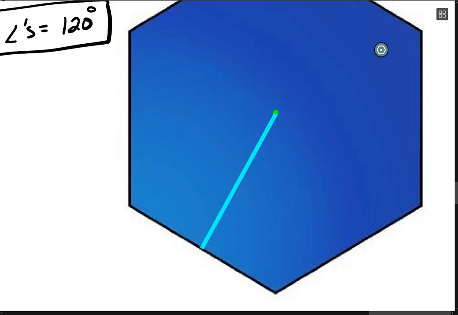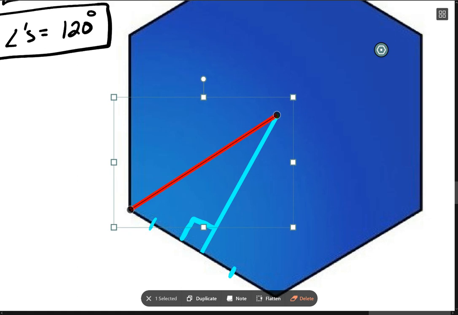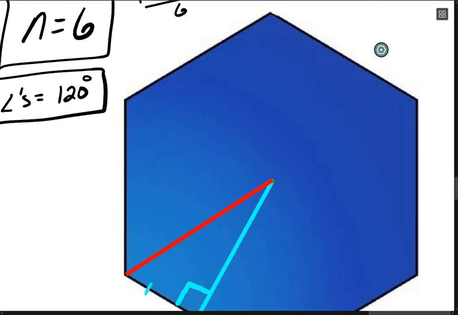Looks a little better. What does it always do? It's always perpendicular, and it always cuts it in. When I draw the radius, it always bisects it. Well, this is a hexagon.